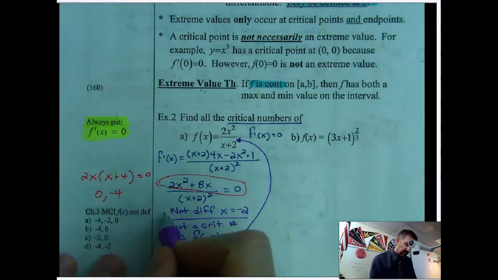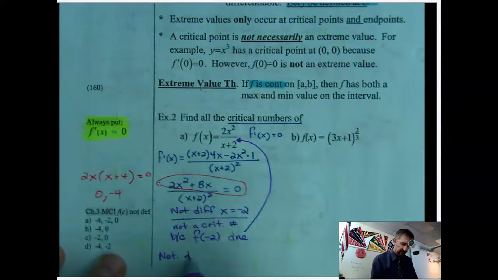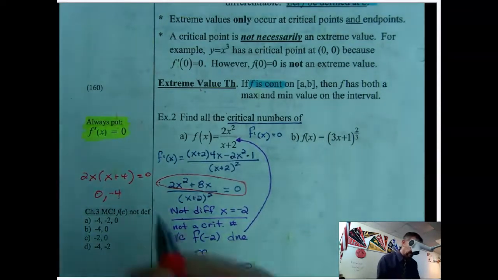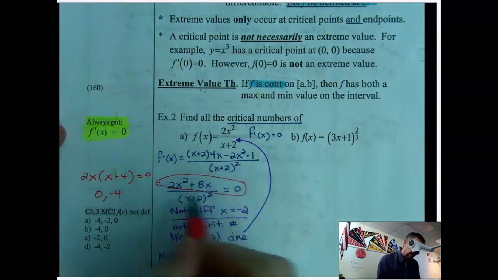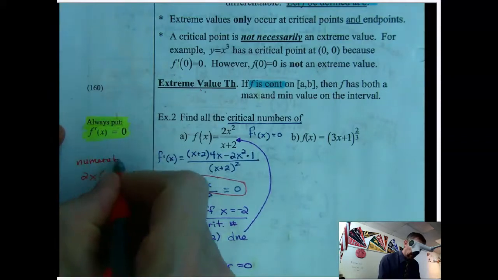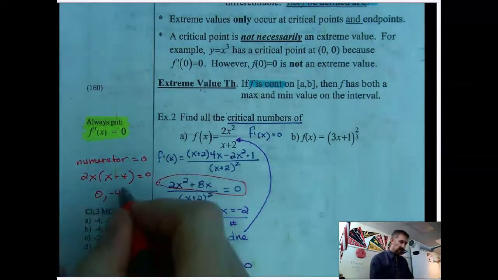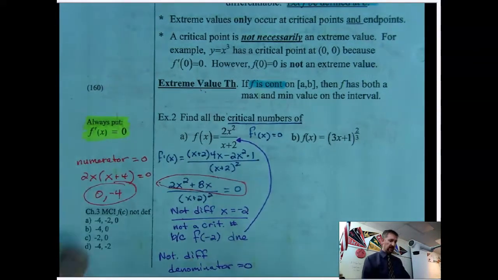Not differentiable is where the denominator equals 0. And where a rational expression equals 0 is where the numerator equals 0. Okay, so our answers came out here.